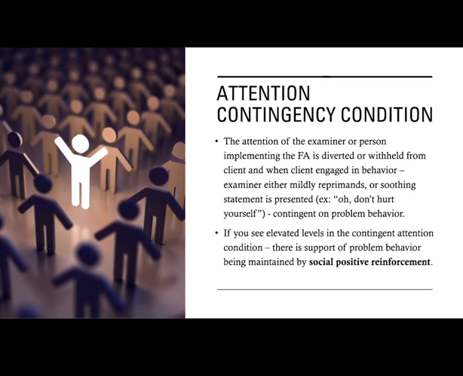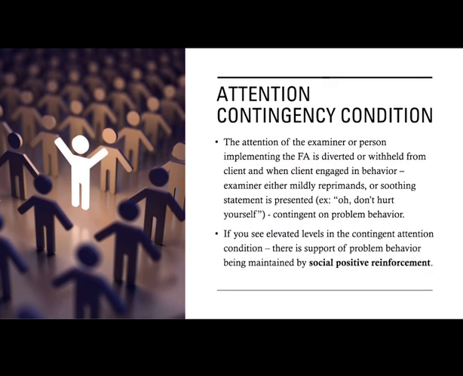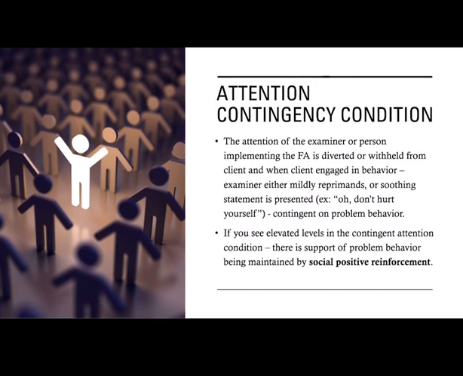Attention contingency condition. So the attention of the examiner or the person implementing the FA is diverted or withheld from the client, and when the client engages in a behavior, the examiner either mildly reprimands or a soothing statement is presented. So an example would be, "Oh, don't hurt yourself," and this is contingent on the problem behavior being engaged in. If you record or see elevated levels in the contingent attention condition, there's going to be support of a problem behavior being maintained by social positive reinforcement.